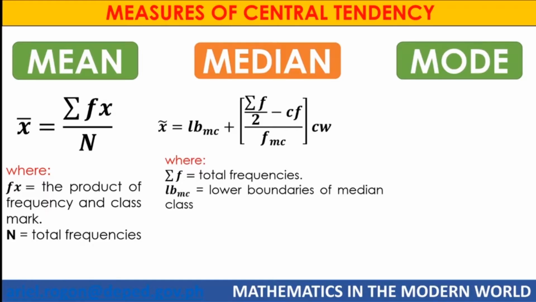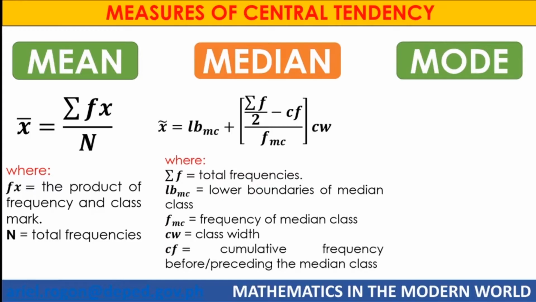Later I'm going to discuss also how to get the median class. Then we have F sub MC, that is the frequency of the median class. The CW is the class width, and the CF is the cumulative frequency preceding the median class.